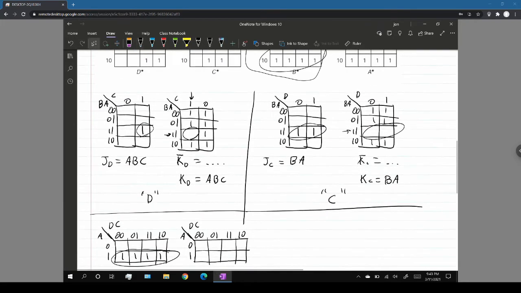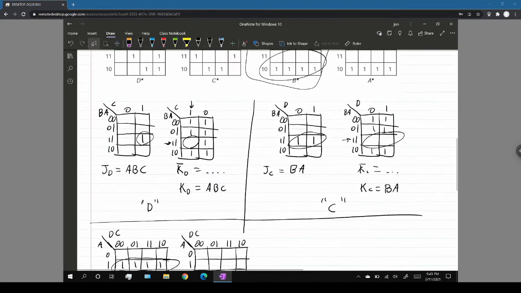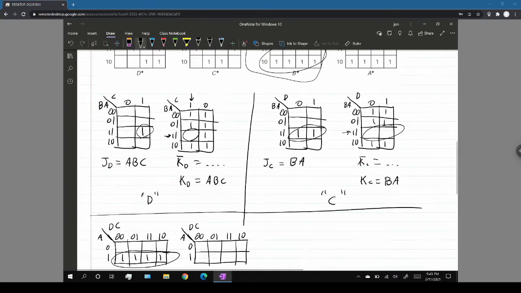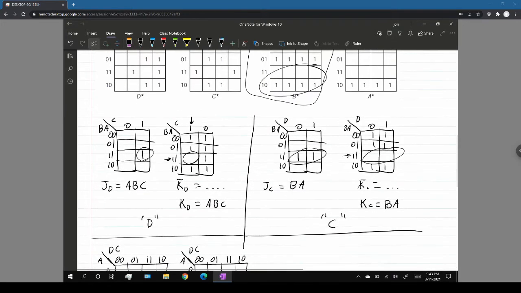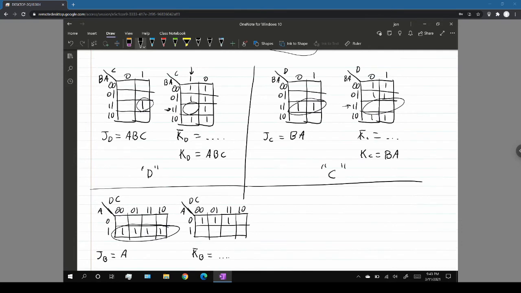The point is you have to be consistent with how you do it, because this can be a little tricky. If I just call it 0, 1, the ones are located when the A is 0. So I just put it up here.